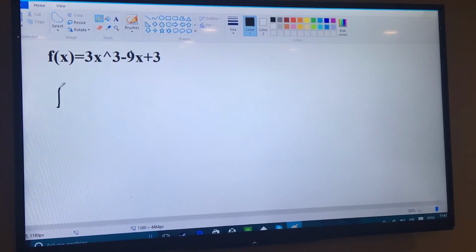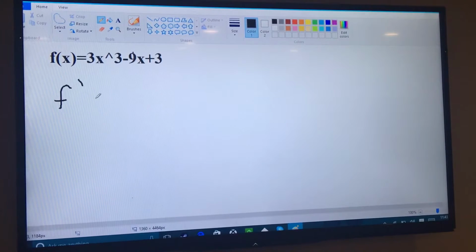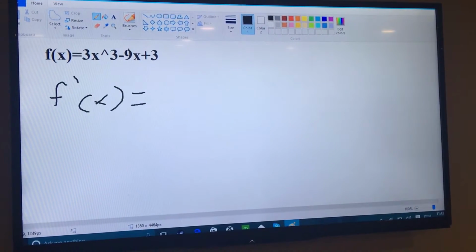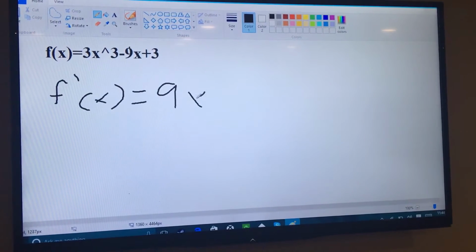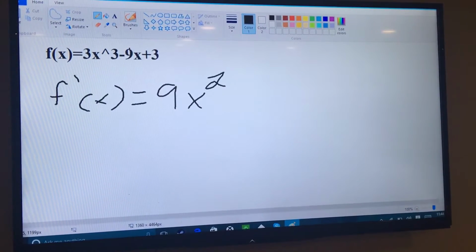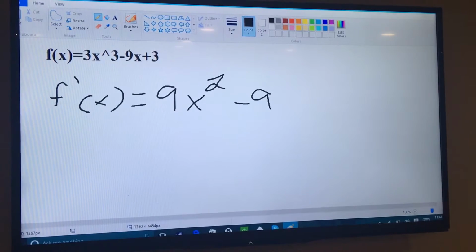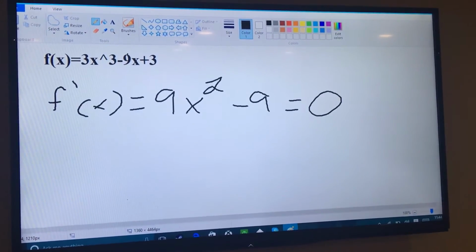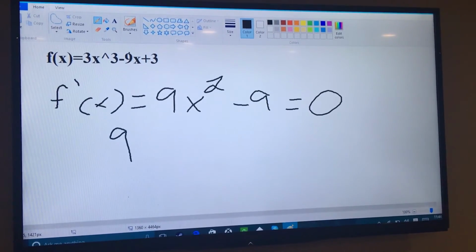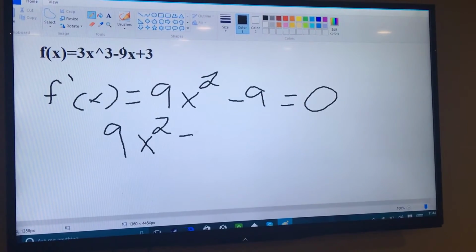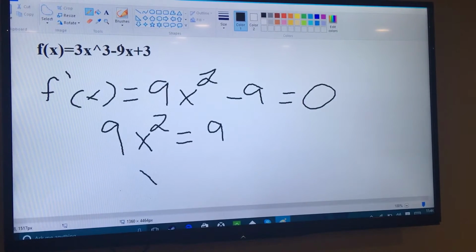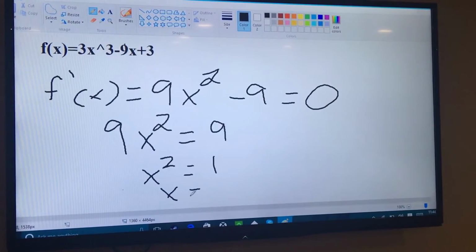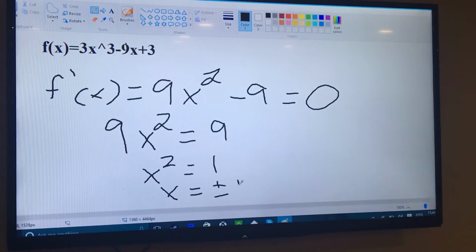So we're going to start by finding the derivative of this function. So f prime of x is equal to 9x squared minus 9 equals 0. So now that we have this, we're going to solve for x. So we're going to have 9x squared equals 9, x squared equals 1, x equals plus or minus 1.